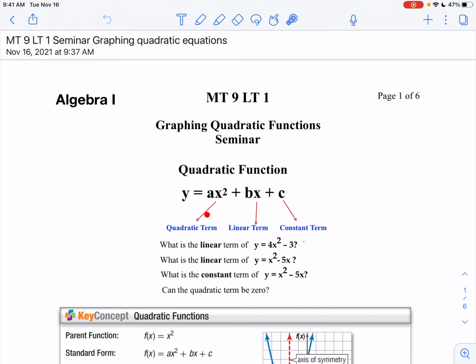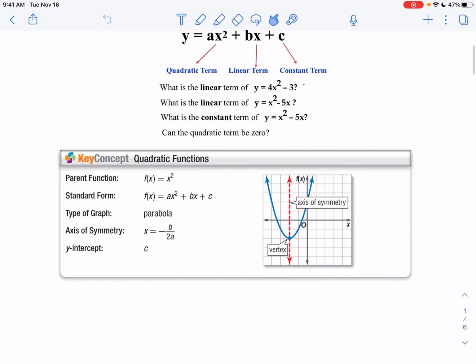So we call that the quadratic term. The term that's to the first power we call the linear term, and the term without a variable is our constant term. Now, if your quadratic term is 0, it's not a quadratic anymore. If your linear term is a 0, it's still a quadratic, or if the constant term is 0, it's still a quadratic. So the parent function, the most basic one we have, is x squared.